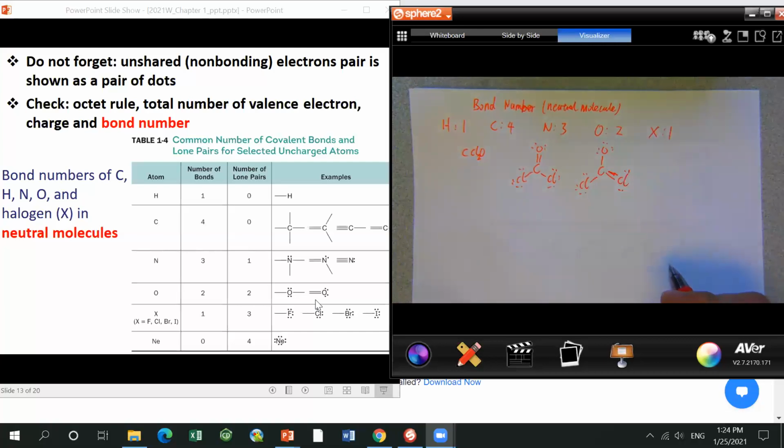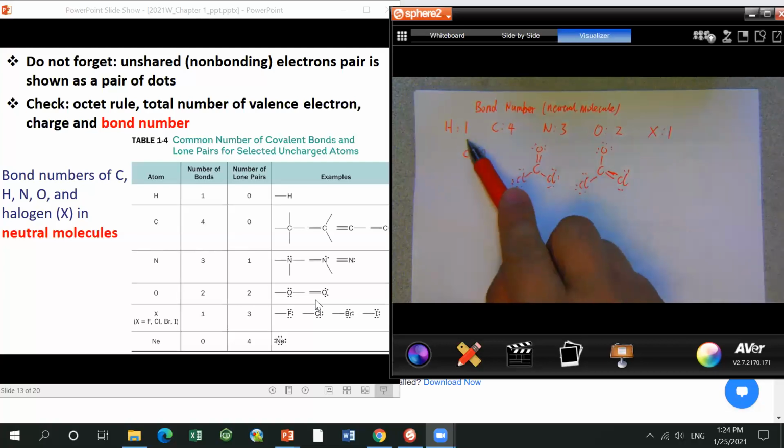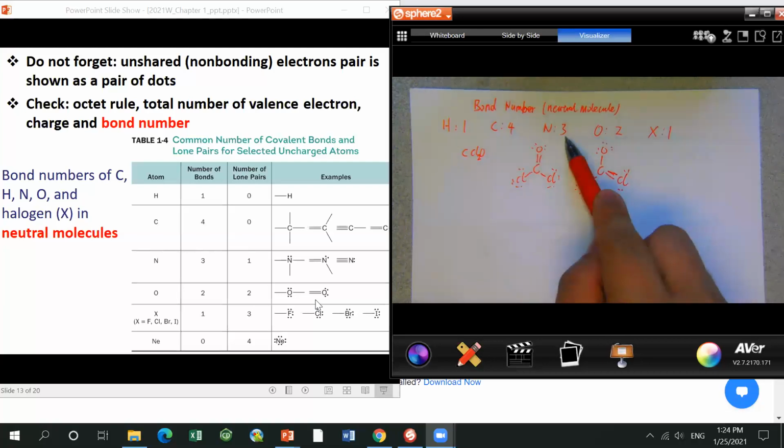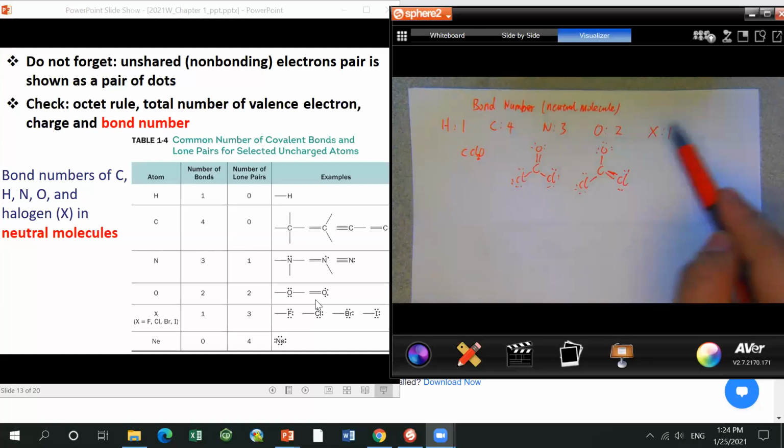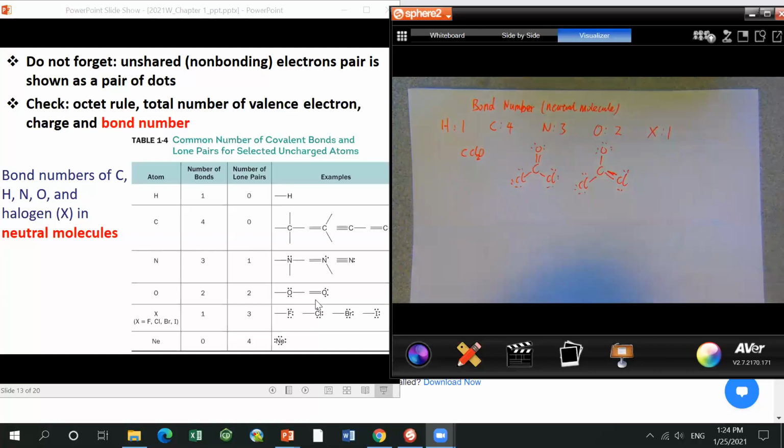Later I'll give a more detailed explanation of why these bond numbers relate to formal charge. So keep in mind: hydrogen 1 bond, carbon 4 bonds, nitrogen 3 bonds, oxygen 2 bonds, and halogens 1 bond. That's only true for neutral molecules. Some questions?